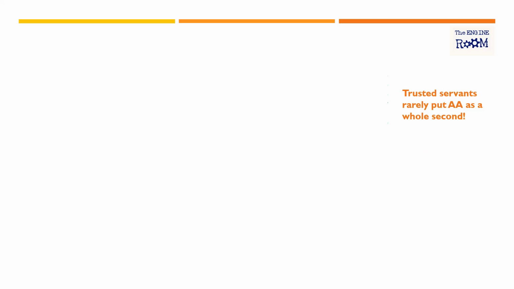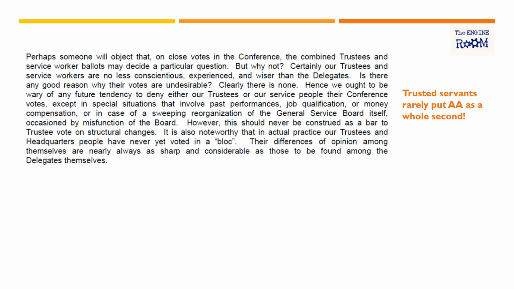Anyway, let's continue. Trusted servants rarely put AA as a whole second. What's this about? Let's read. Perhaps someone will object that on close votes in the conference, the combined trustees and service worker ballots may decide a particular question. So in AA Australia's case, that would be 12 trustees and 1 GSO vote. That's 13 votes. World Service Delegates, I don't know if I'd see those as combined trustees and service workers. I guess the World Service Delegates are service workers, in a way. No, it's a slightly different role. But anyway, moot point. The point is, let's look at the situation where, on a close vote, the combined votes of trustees and service workers gain an agreement and may decide a particular question.